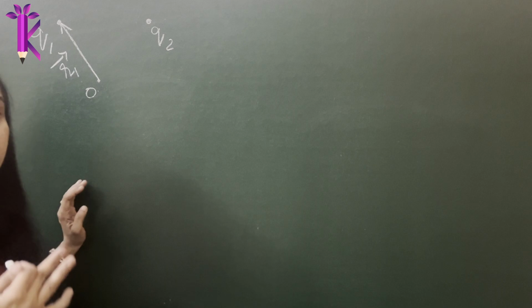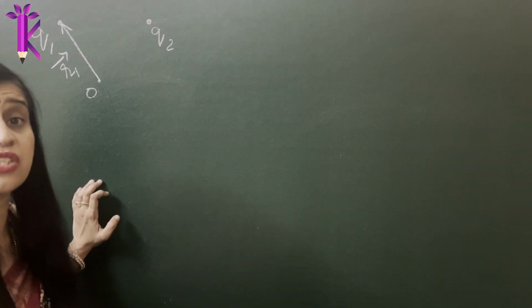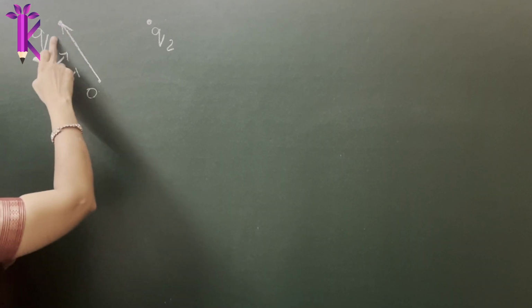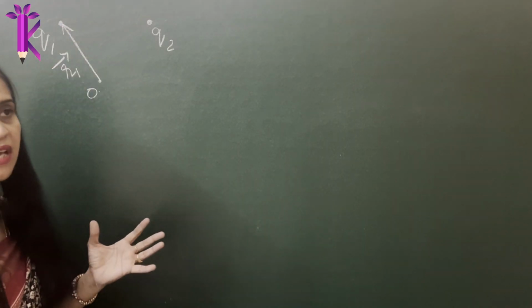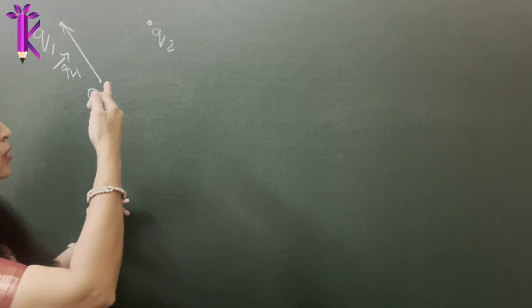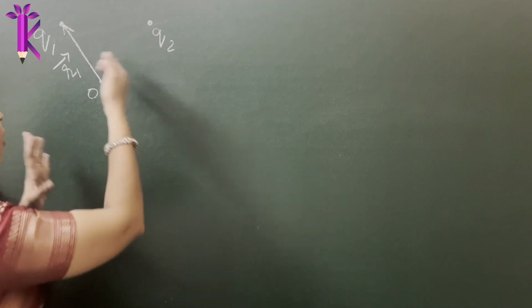So a position vector's job is basically to tell the position of a particular object. So what is the object here? The charge Q1. If I randomly say, can you tell me what is the position of Q1? It is somewhere there on the board, to the left side of the board, not at the corner, somewhere.